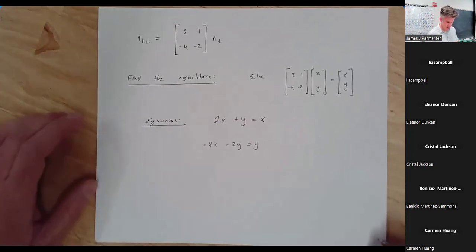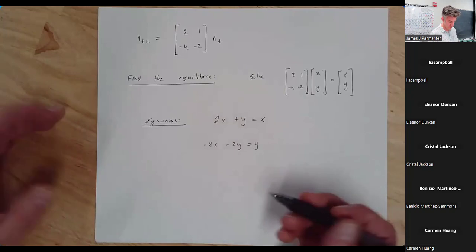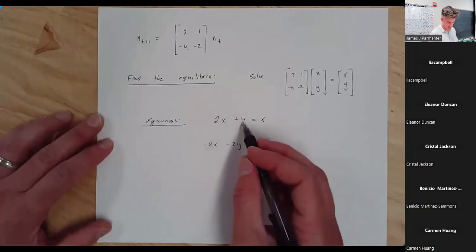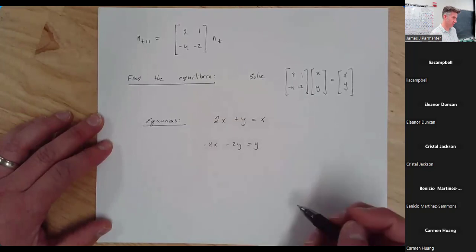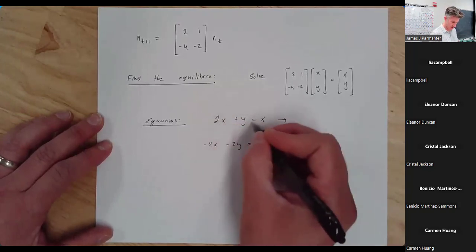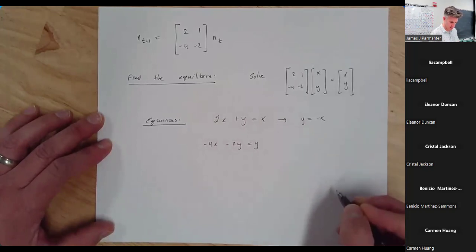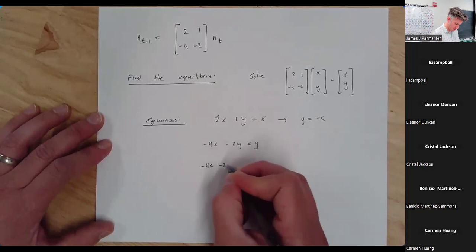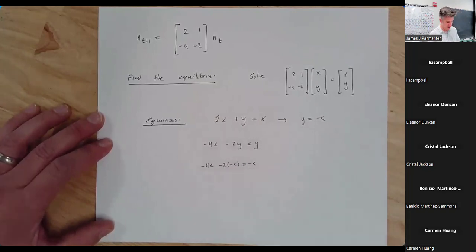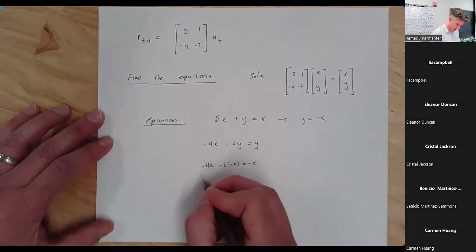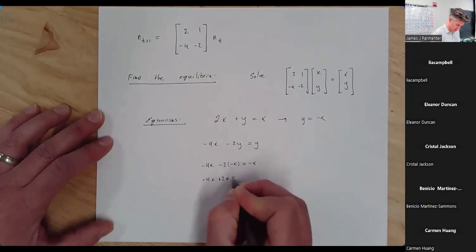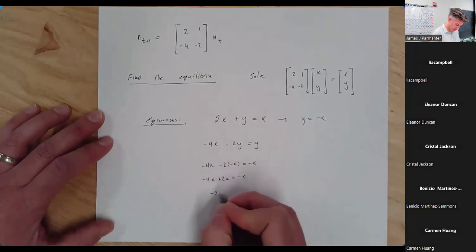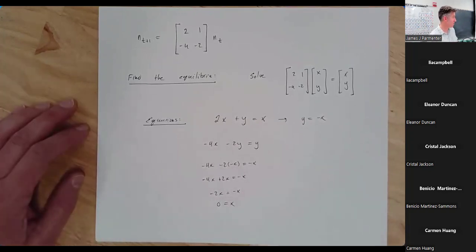All right, let's see what we've got. So if I'm trying to find the solutions to this system of equations, I'm going to try to probably isolate a variable in one and then plug it into the other. So here, I'm going to subtract 2x from both sides and say y equals -x. And then I'm going to plug -x in for y over here and say -4x minus 2 times -x equals -x. And yeah, it looks like the x is going to have to end up being 0. You've got -4x plus 2x equals -x. You've got -2x equals -x. You've got 0 equal to x. So the only equilibrium here is 0, 0.